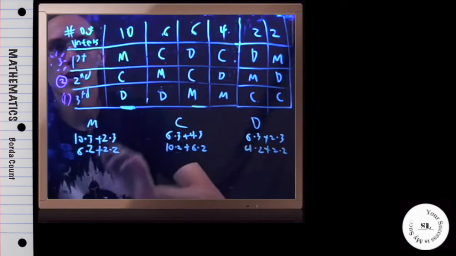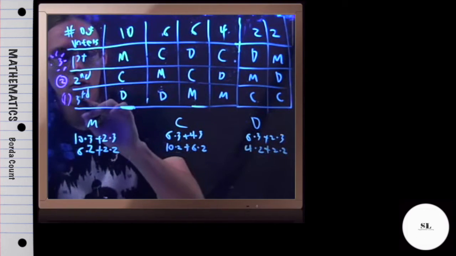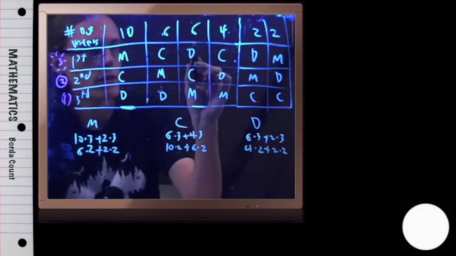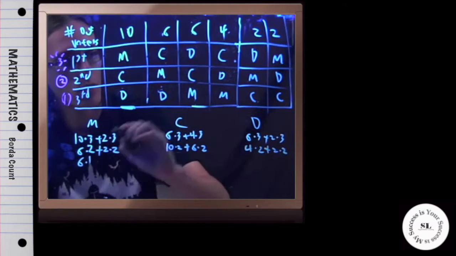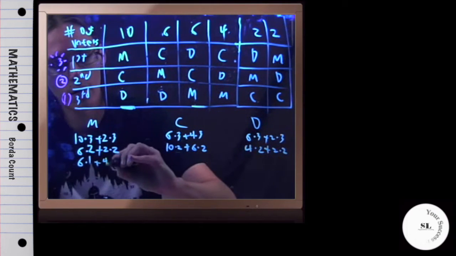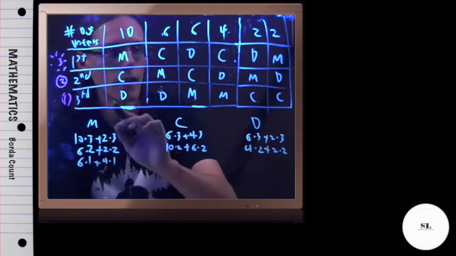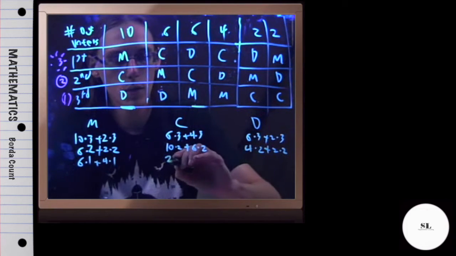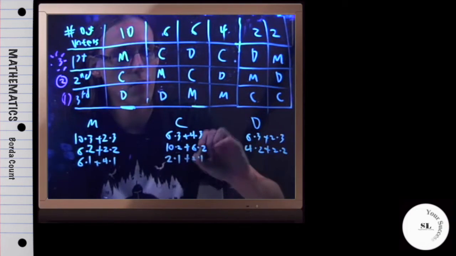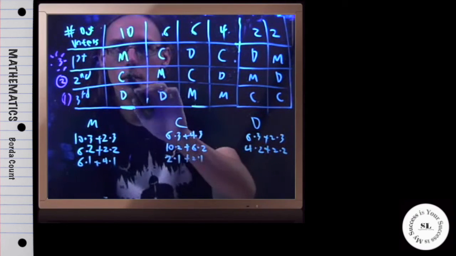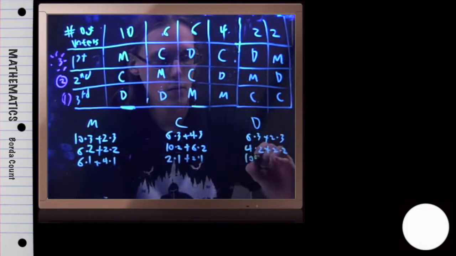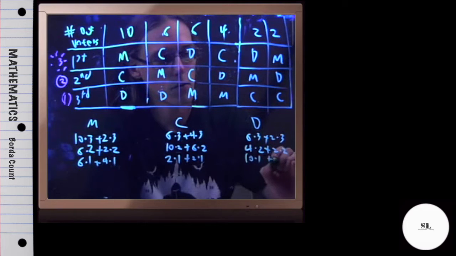Now let's go down to the last option right here. For musical, we've got 6 people giving it just 1 point, and then 4 more people giving it just 1 point. Then for comedy, we've got 2 people giving it a point, and 2 more people giving it 1 point. And finally, for drama, we've got 10 people giving it 1 point, and 6 people giving it 1 point.